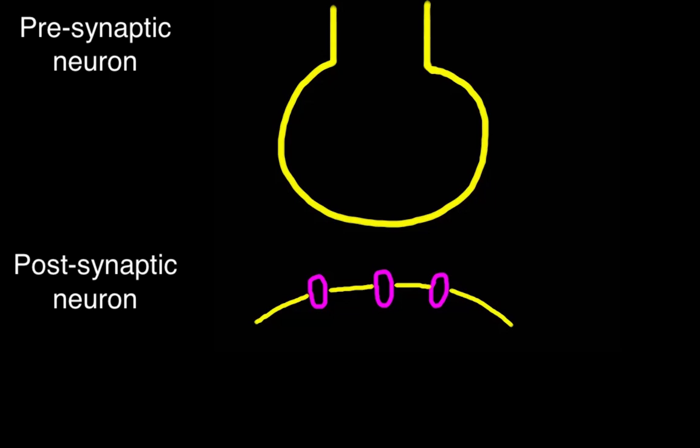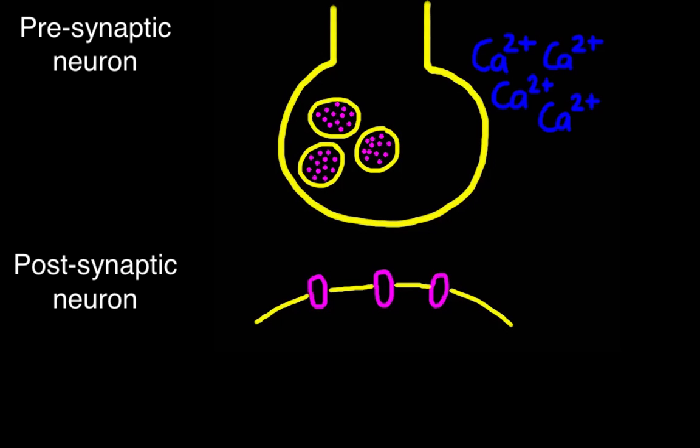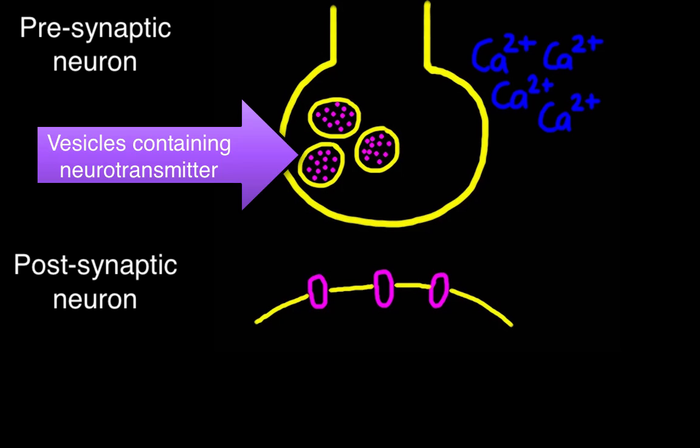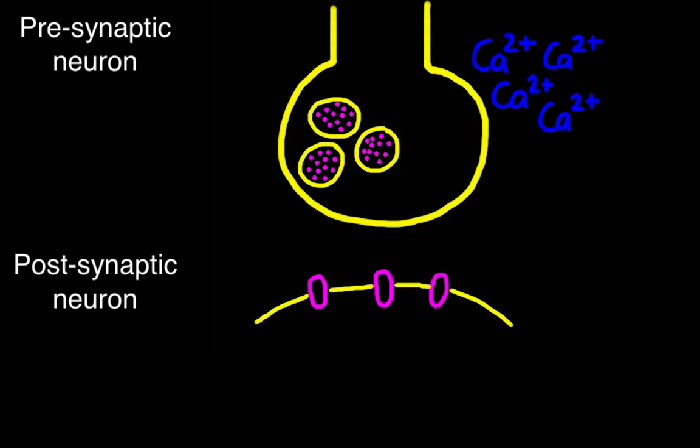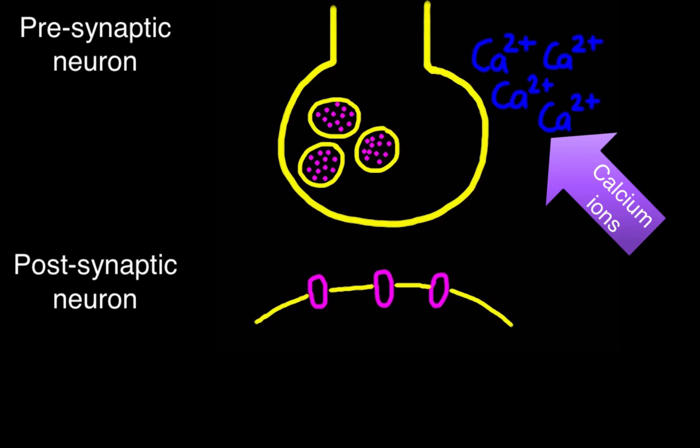Let's look at the synapse. So first of all, we have the pre-synaptic neuron, and that's where the action potential is coming from. And then we have the post-synaptic neuron, and that's where the action potential is going to. And both of these are enclosed by a membrane, and that's the yellow line around them. The presynaptic neuron has these vesicles that are filled with a neurotransmitter, a chemical. And then we also have calcium ions present outside of the presynaptic membrane.